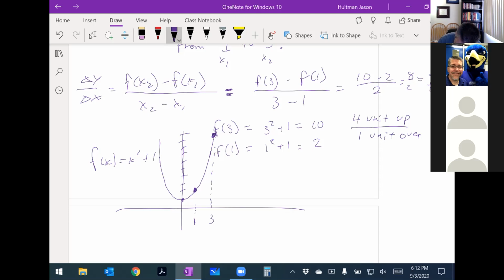And then what do we have? We have this secant line, right? And it's saying that every time I go up 4, I go over 1. Up 4, over 1. The average rate of change is 4 over 1. That's the slope of the secant line through those two points.